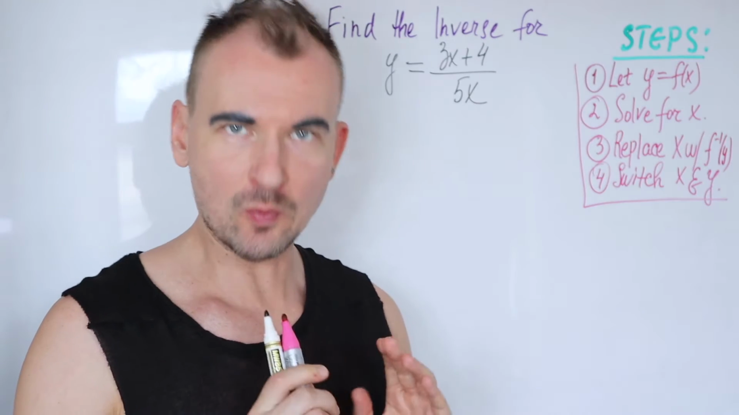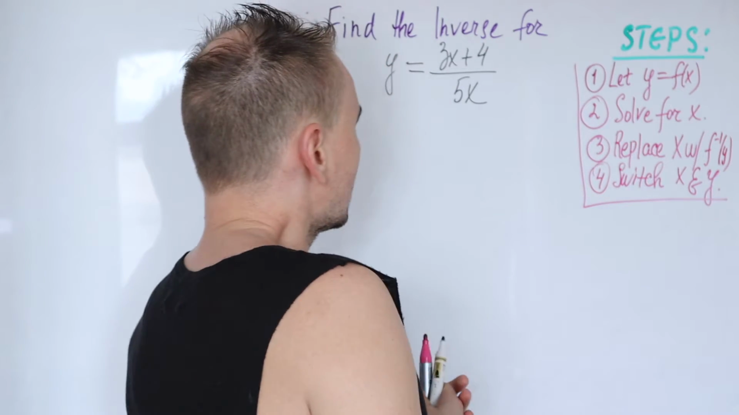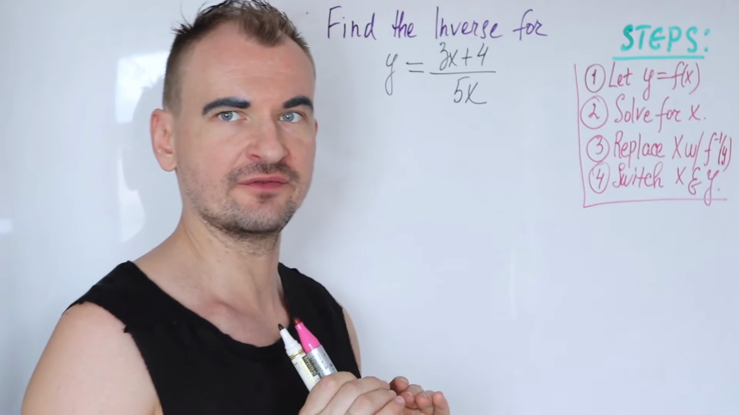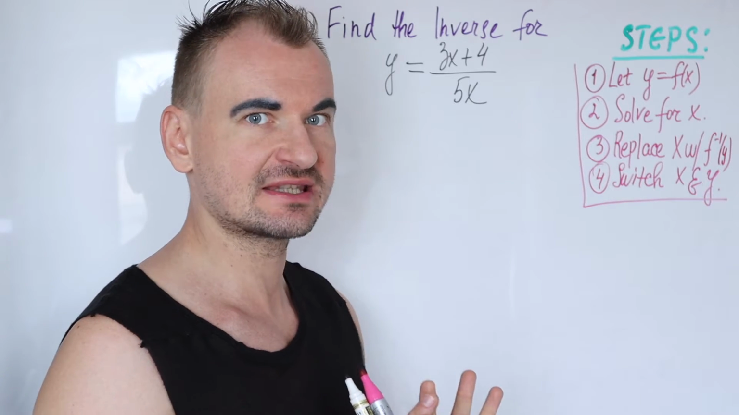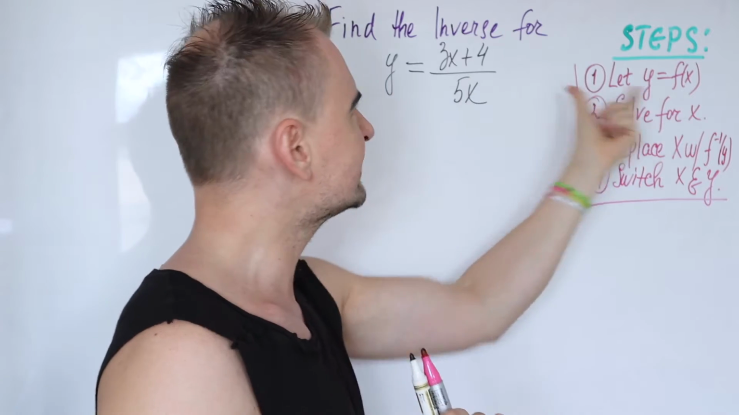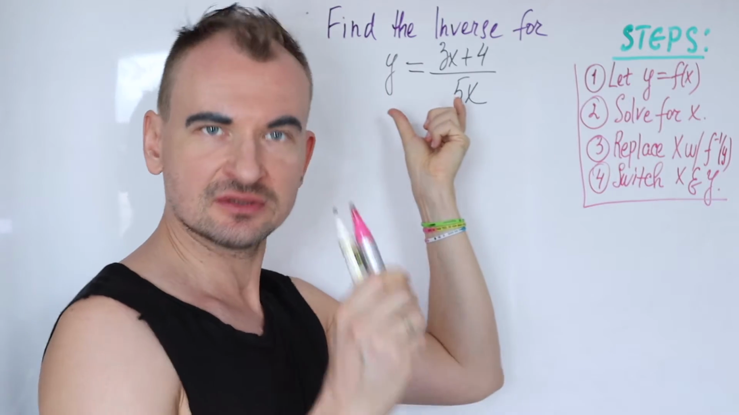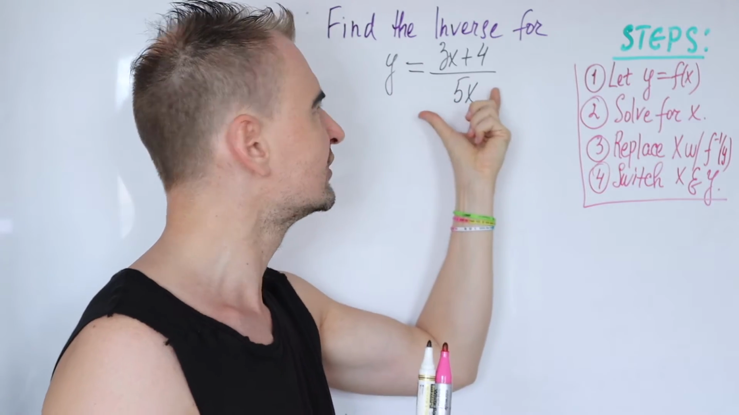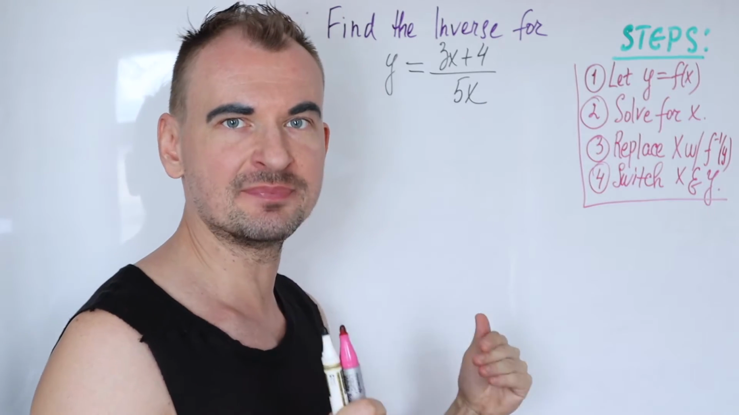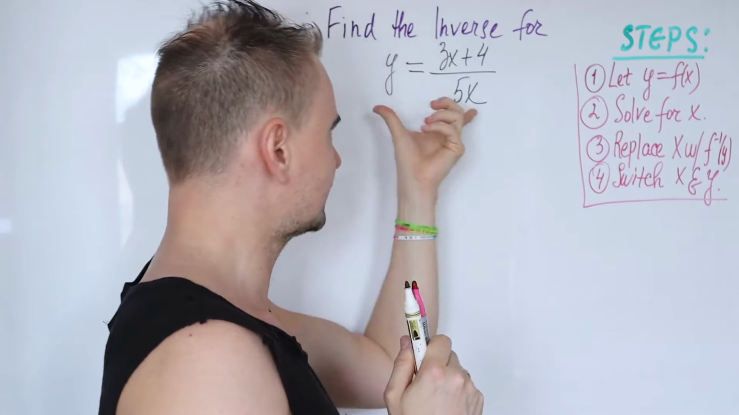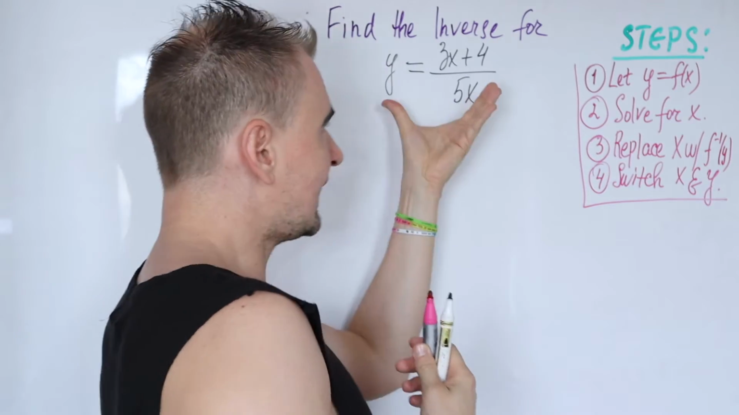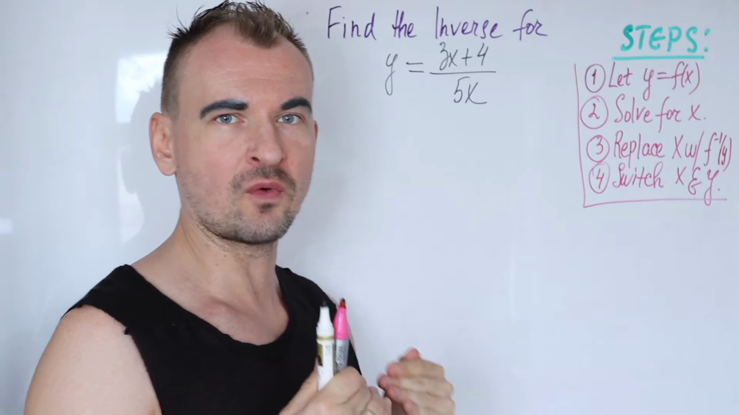Okay, let's grab one more. You are given y as (3x plus 4) over 5x. Same steps to follow. You're already given your function as y equals the expression, so the first step can be simply skipped. It's already given in the form y equals something. The next step, we want to solve it for x.